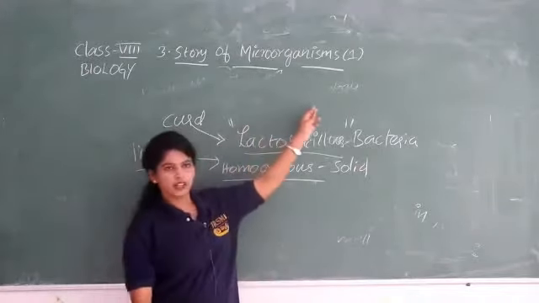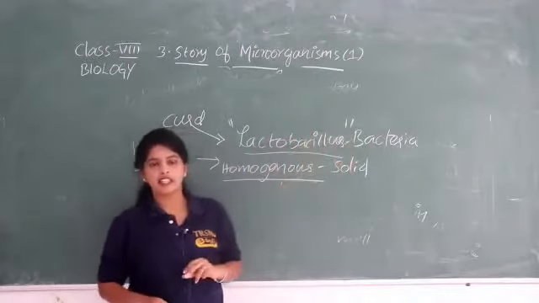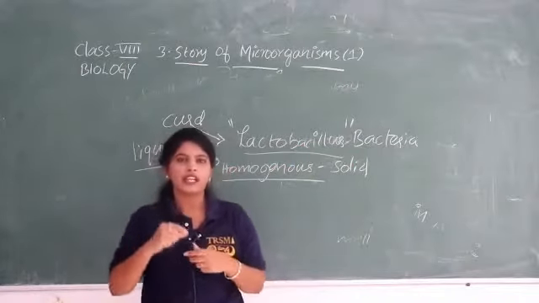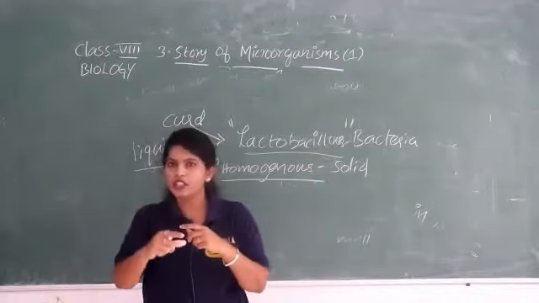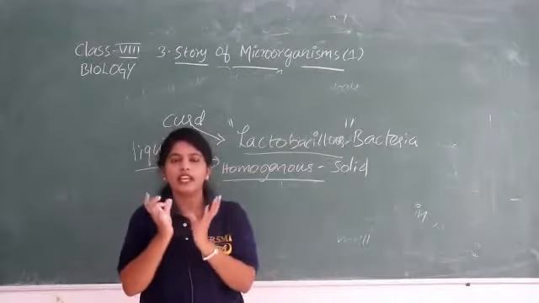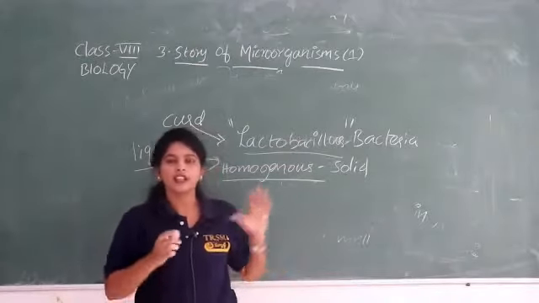Because of a microorganism. What is the microorganism here? Lactobacillus bacteria. So eat this good bacteria, which is good for health. When you add this to the milk, it undergoes division. It will multiply, and when the bacterial growth is complete, at that time it turns into a homogeneous form, that is, solid curd.